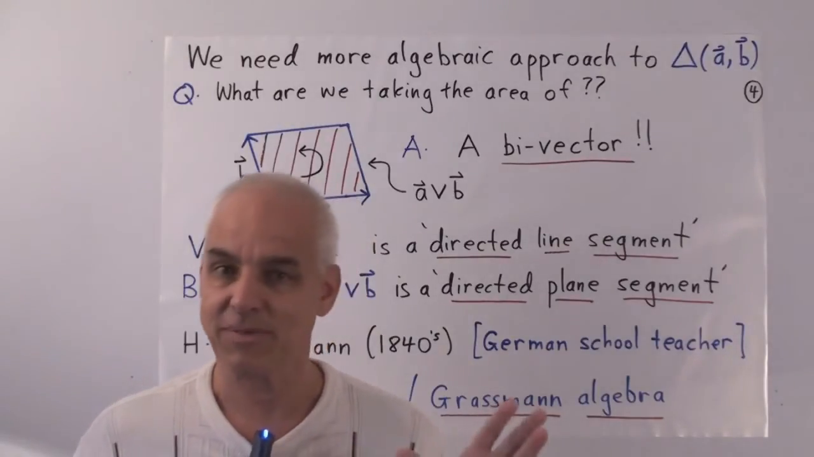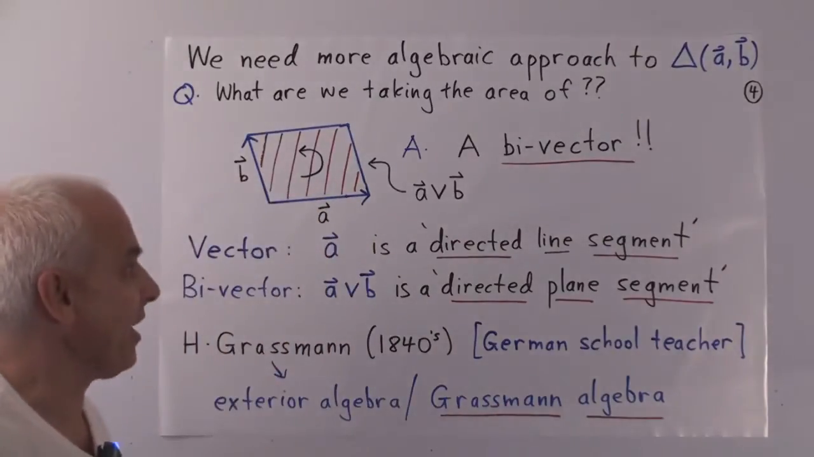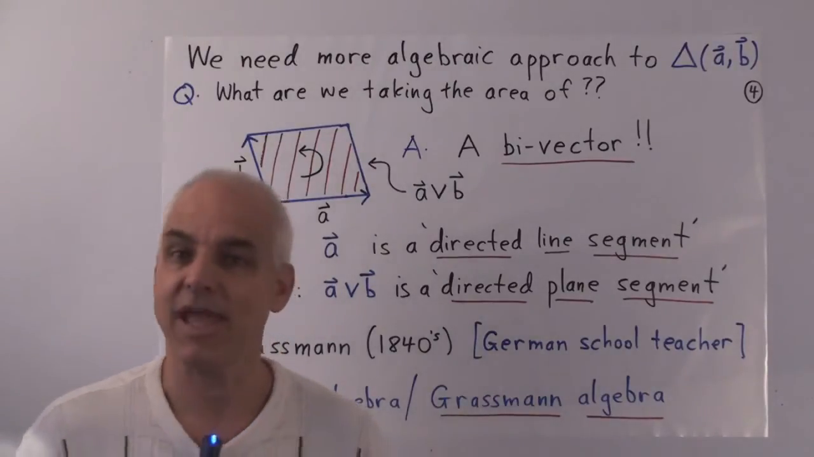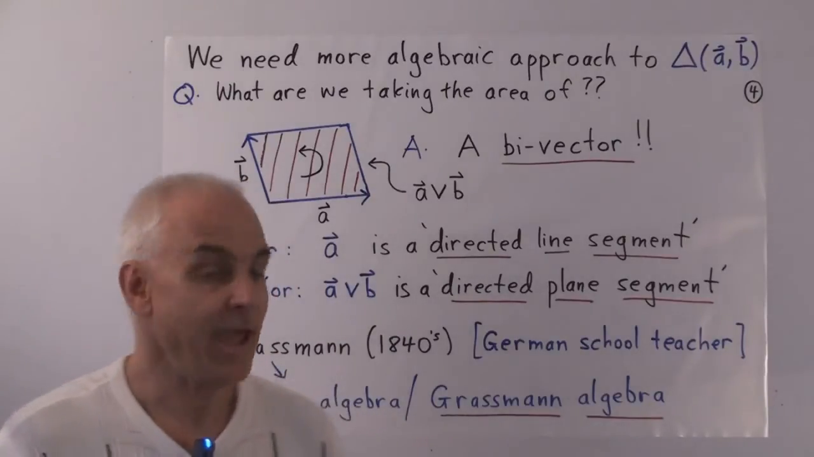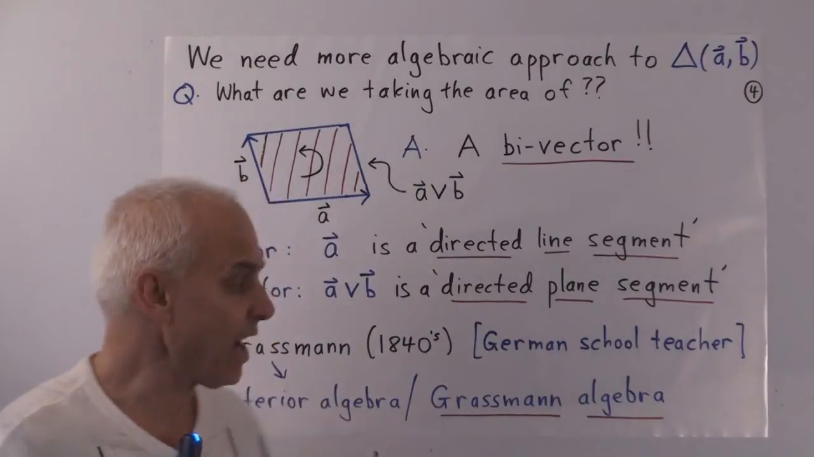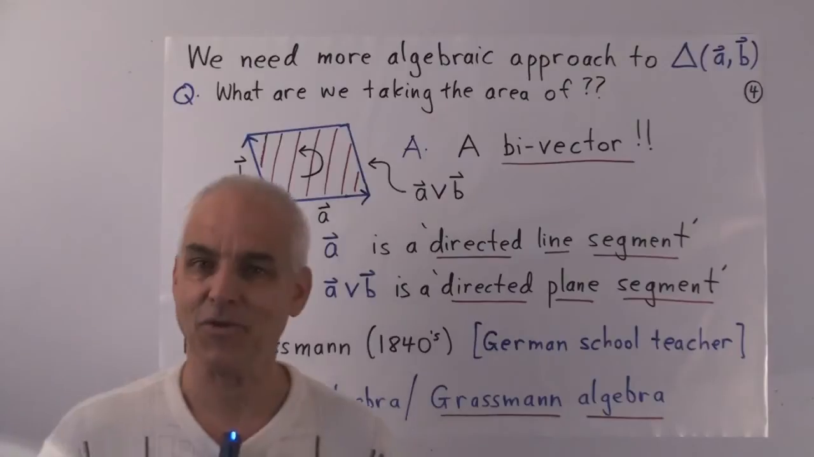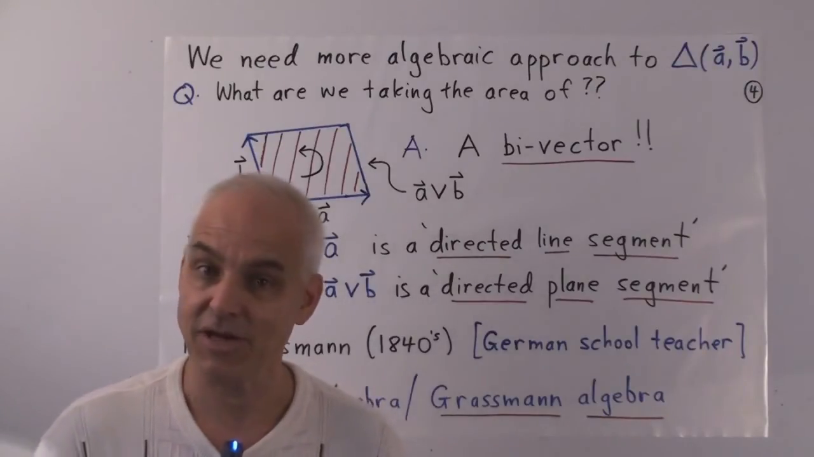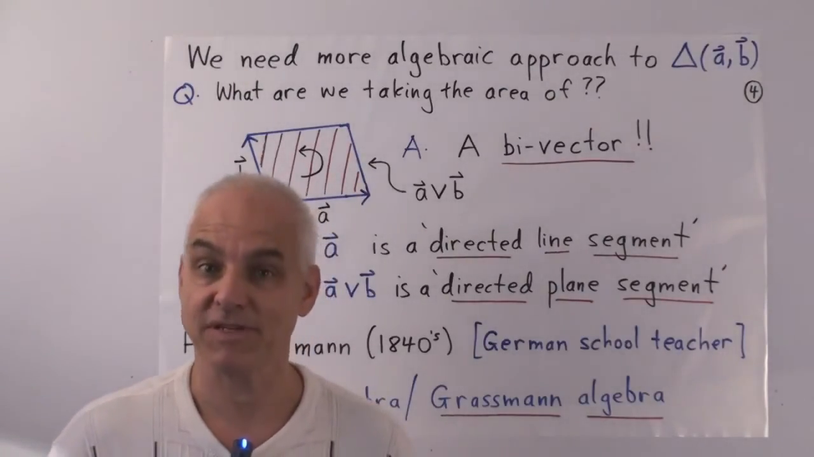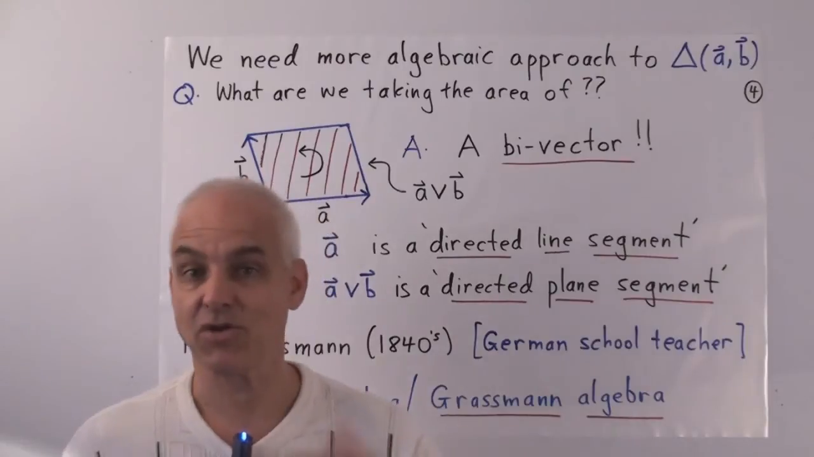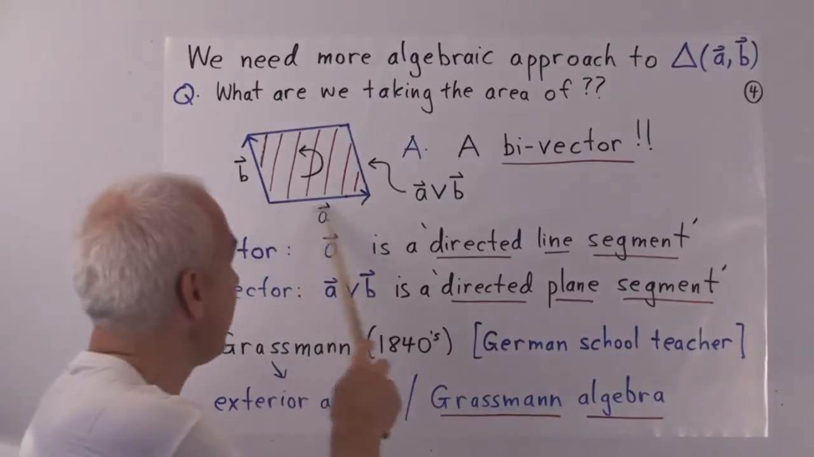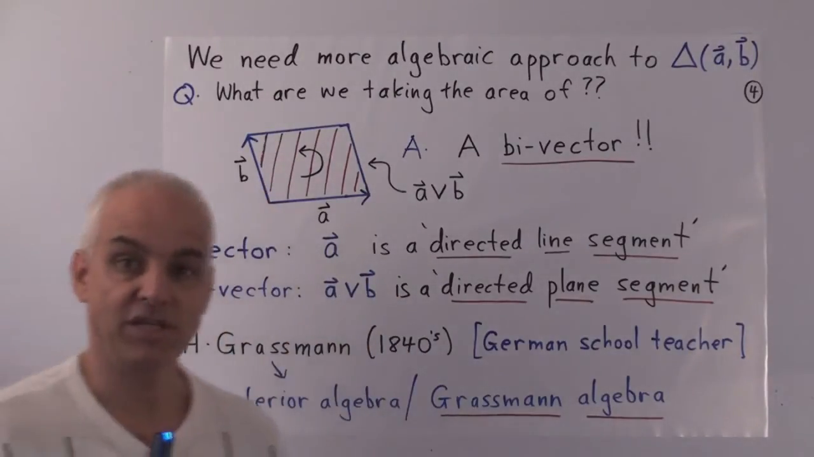Well, there's various possible answers to this, but a very interesting answer is one that was discovered by a German school teacher in the 1840s. His name was Hermann Grossmann, and he introduced the idea of a bivector. At the time, his ideas were almost completely ignored, but in the last 100 years, they've become increasingly important in not just mathematics, but also mathematical physics, and also into the intersection of linear algebra and calculus. So he introduced this idea of a bivector, which is what?